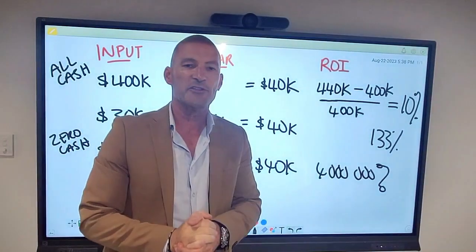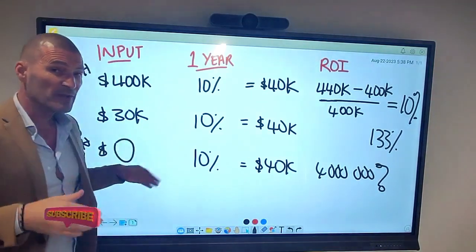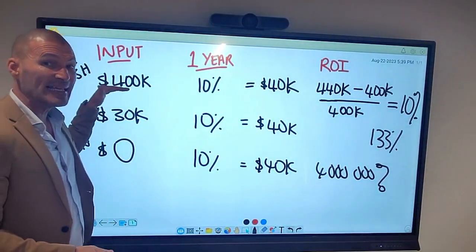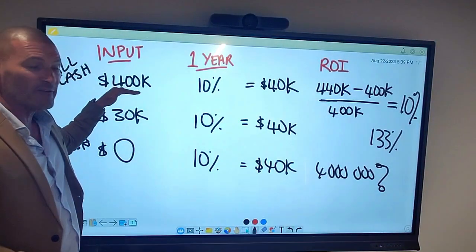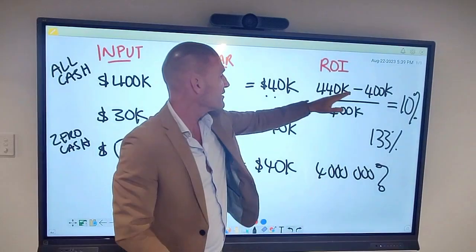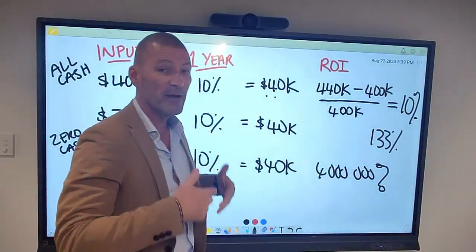So I'm going to show you how to increase your returns without using your own money. So we're going to assume that you're buying a $400,000 investment property and you put all of your own money into this property. You paid for the lot for cash, it goes up 10% in 1 year, you've made $40,000. The return on investment equation here means you've made 10% on your money.